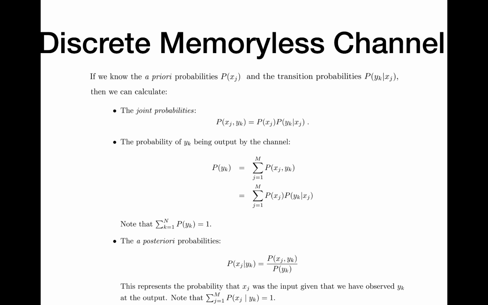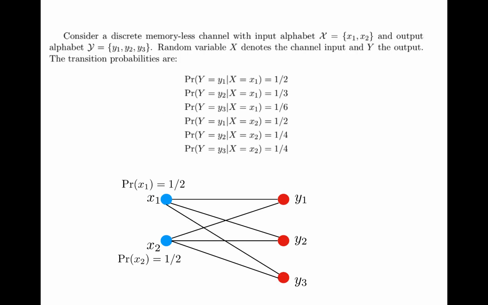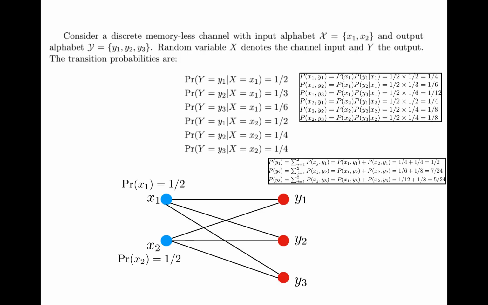Okay, so the same thing we are doing here. We are calculating probability of y1 by keeping y1 intact in the second term but summing it over all values of x. In this case x has two values, so we are adding probability of x1 y1 plus probability of x2 y1, and that gives me half. The value of probability of y1 is half. Similarly, probability of y2 I calculate as 7 over 24 and probability of y3 as 5 over 24. Now I have all the joint probabilities, I have all the output probabilities.